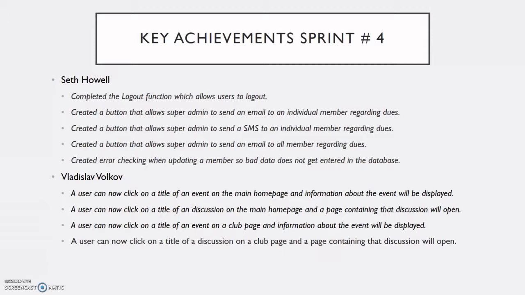Vladislav: a user can now click on the title of an event on the main page, and information about the event will be displayed. The user can now click on the title of a discussion on the main homepage, and the page containing the discussion will open. The user can now click on a title of an event on the club page, and the information about the event will be displayed. The user can now click on a title of a discussion on a club page, and the containing discussion will now open.